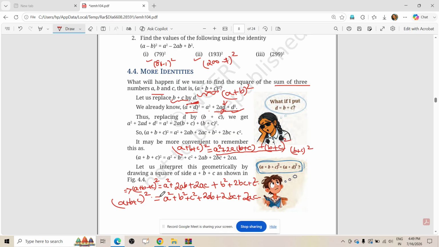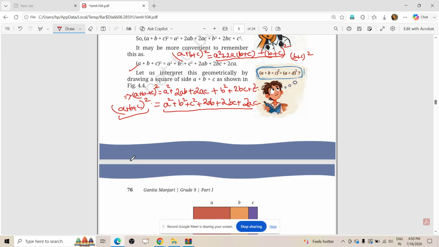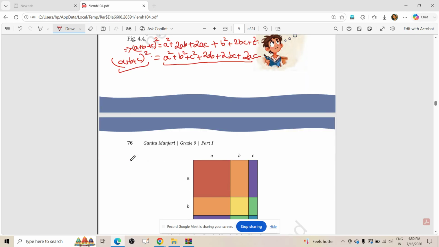So memorize the formula, okay? A plus b plus c whole square: A square plus b square plus c square plus 2ab plus 2bc plus 2ac. Because it is going to apply in the question, so you need to memorize it. Yes, for three terms.